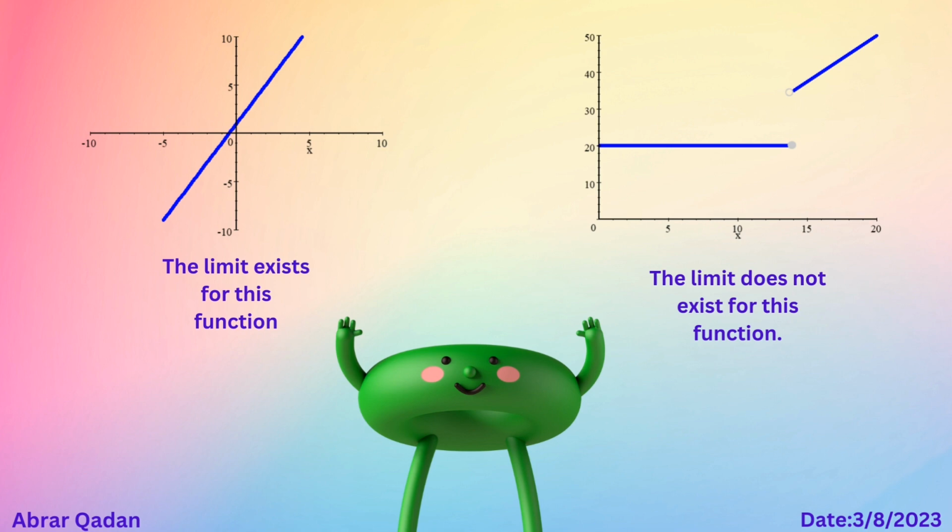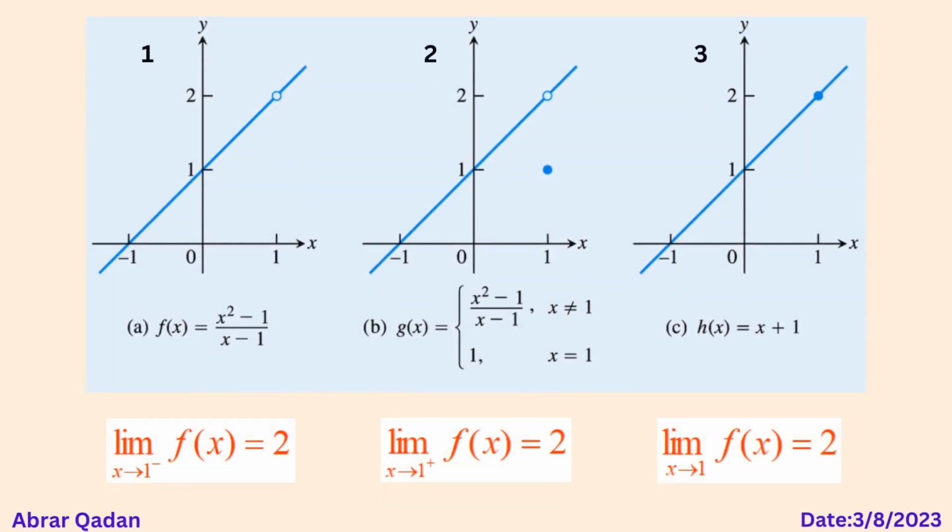Let's take another example. Graph number 1. The function f of x is a rational function, as you can see. The limit at x equals 1 exists and equals 2, even though the function is undefined at x equals 1, because the value 1 makes the denominator equal 0. Graph number 2. The value of the function at x equals 1 differs, but the limit as x approaches 1 equals 2 if you apply the left and right-sided limits.